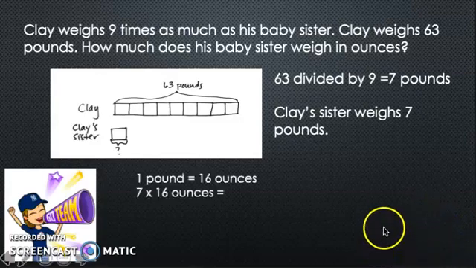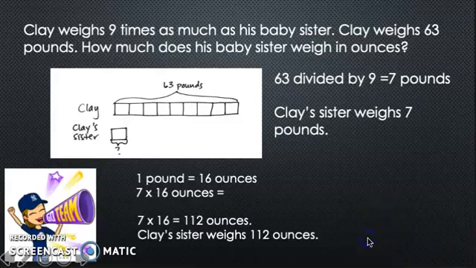All right, friends, are you ready to check your answer? 16 times 7 equals 112 ounces. So Clay's sister weighs 112 ounces.